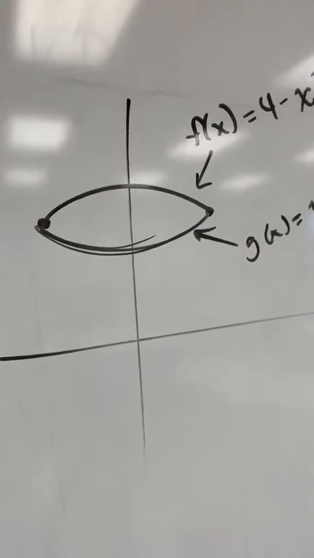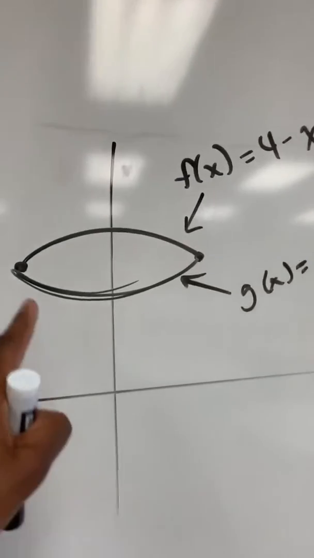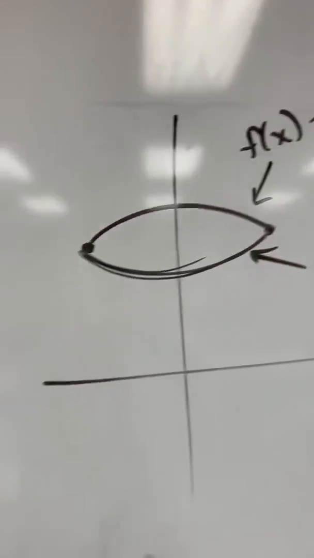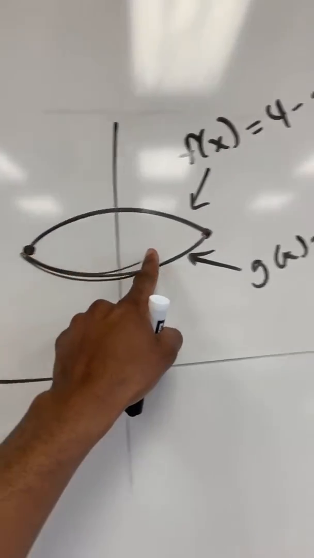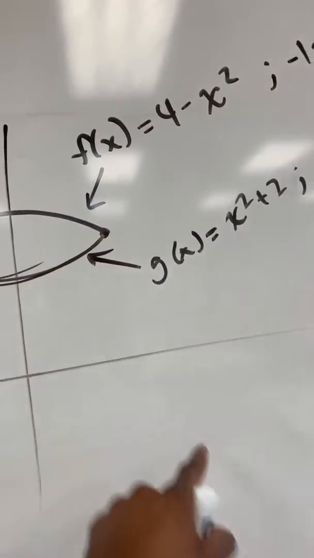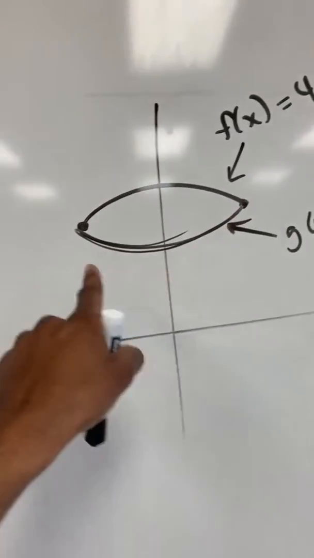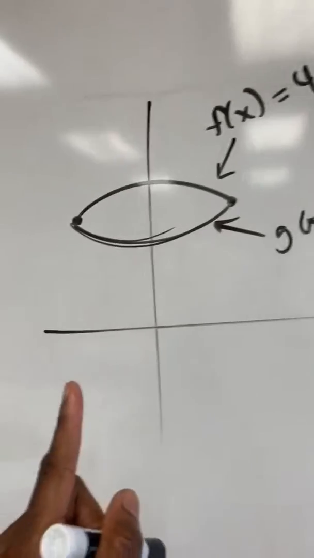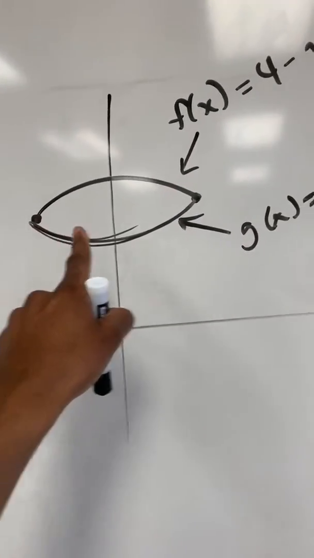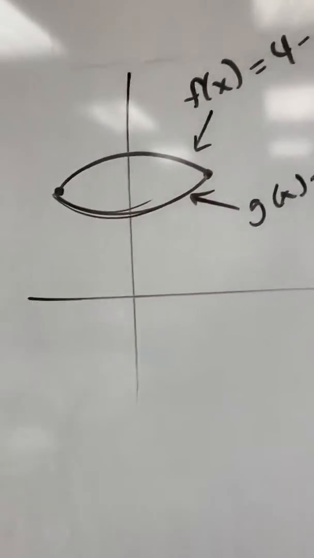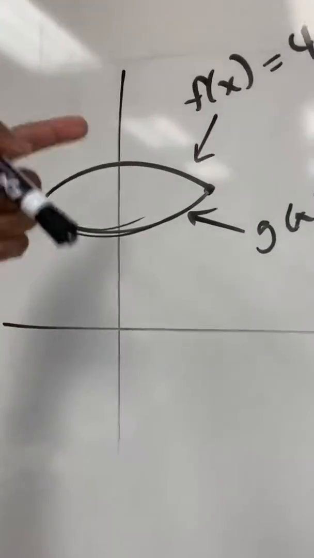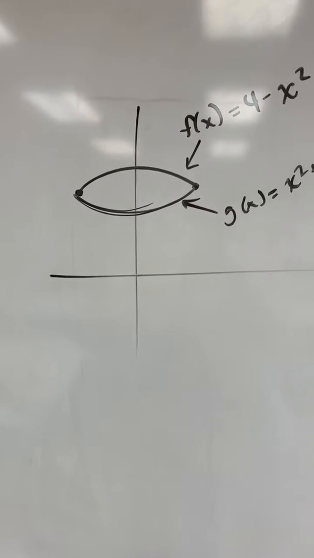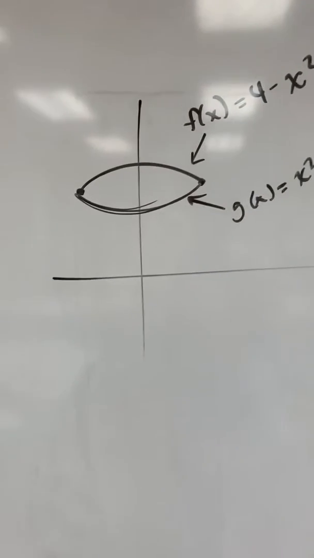I'm going to go into the two functions. The one on the top is the 4 minus x squared, and I'm starting at -1, then I go all the way and stop at +1. The part at the bottom is my x squared plus 2, and it's the same thing. We're starting at -1 and stopping at +1. So that gets my outer surfaces drawn. Now I have my outer surfaces ready.